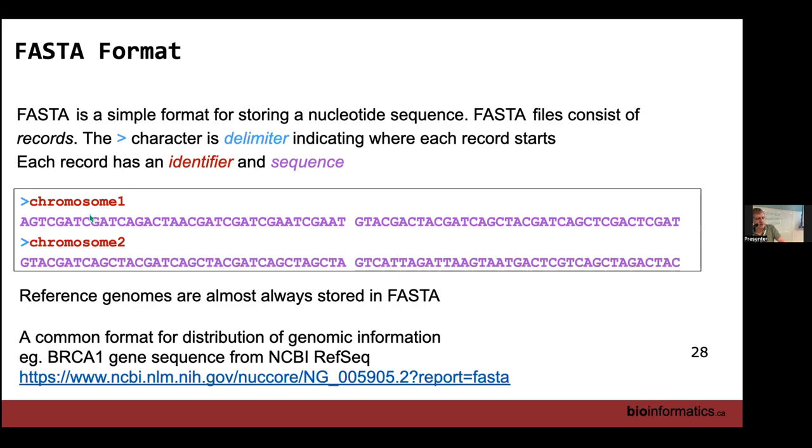The idea here is that after the introduction of the identifier, you can have as many lines as you want showing the sequence. Usually it's either one long line or multiple lines all of the same length, but it really doesn't matter. It's just looking for sequence information that follows it, and it'll take everything that follows the identifier as associated with that identifier. So I have a little cartoon here showing chromosome 1, chromosome 2, and some sequence under it. Obviously, this would be much, much bigger for each chromosome.